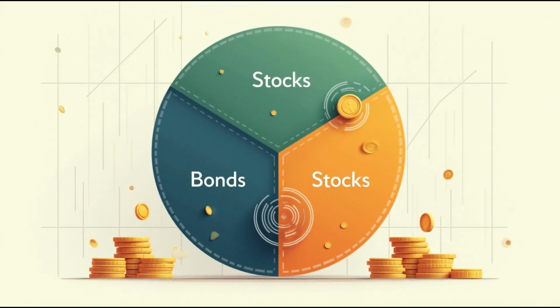16. Asset allocation. What it is. Asset allocation is how you divide your money between different types of investments like stocks, bonds, and cash to manage risk. Example: you may decide to put 60% in stocks, 30% in mutual funds, and 10% in cash to balance your risk.